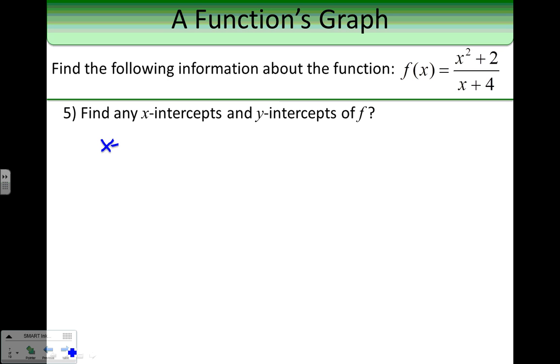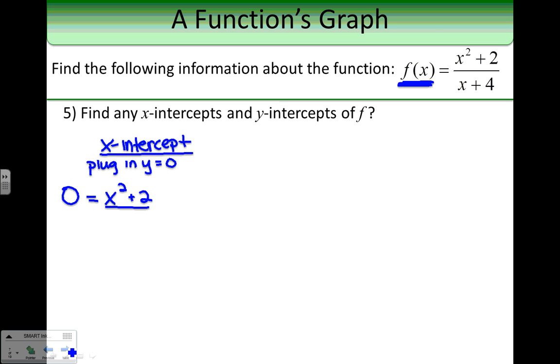Now remember, if we have an x-intercept, then for every point on the x-axis, the y is always going to be 0. So we're going to plug in 0 for y. Now remember, f of x is just another way of writing y. It's just telling us that that's our function. But it's still y equals x squared plus 2 over x plus 4. So I plug in 0 for the y value: 0 equals x squared plus 2 over x plus 4.